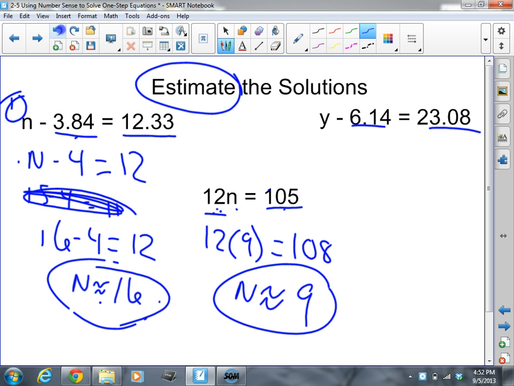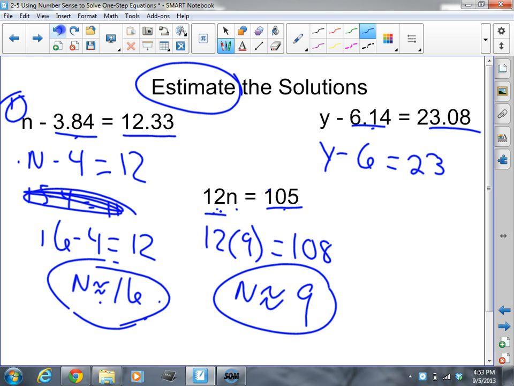All right, last one. Back to big, scary numbers. 6 and 14 hundredths. How about we just say 6? That's pretty close, right? So y minus 6 equals 23 and 8 hundredths. Let's just say 23. Make it easy, right? It's pretty close. All right, so now I can solve it. That's pretty easy. So something minus 6 equals 23.